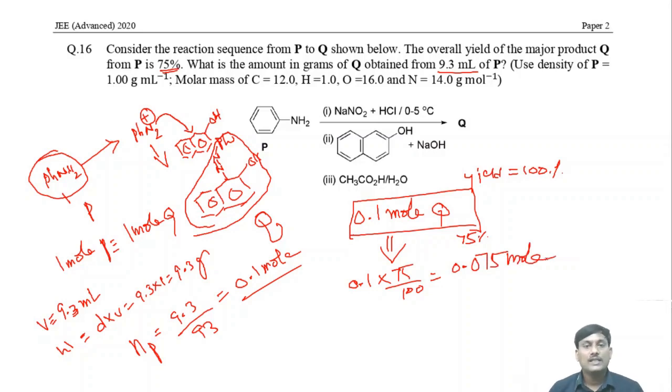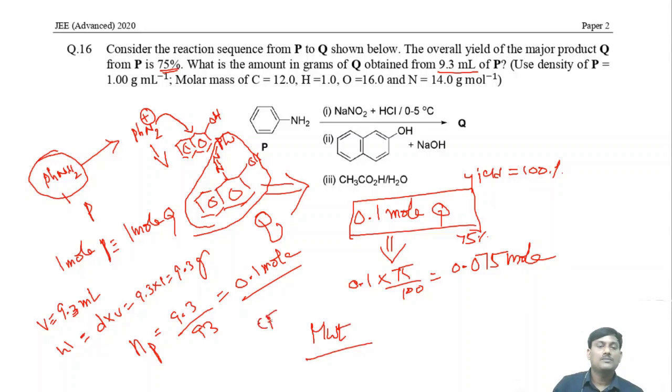How many moles are you getting? You are getting 0.075 mole of this molecule Q. So if you calculate the molecular weight of this molecule, before that you have to know what is the chemical formula of this molecule. How many carbons are there? Here 6, 7, 8, 9, 10, and in this case 6.